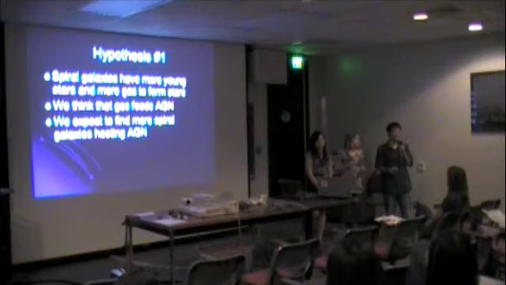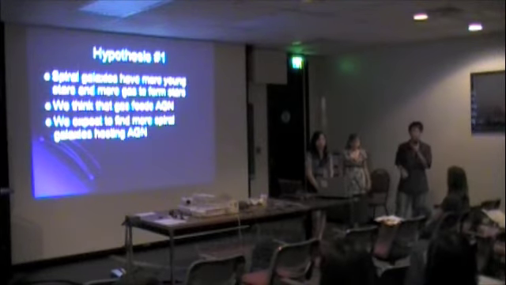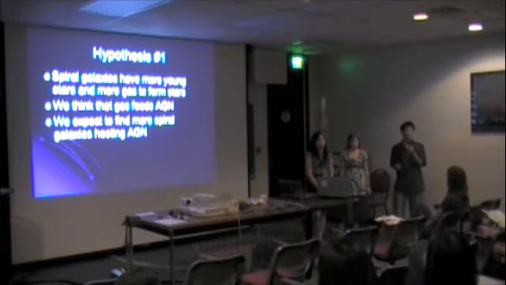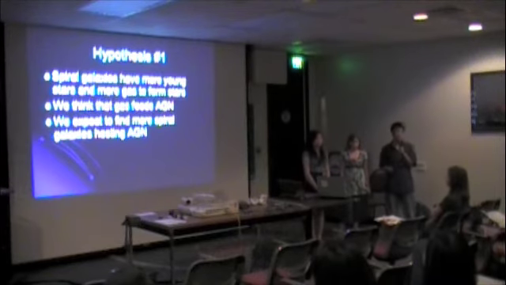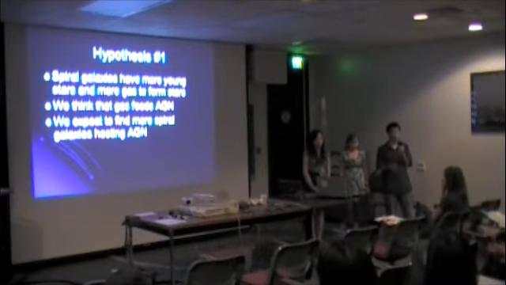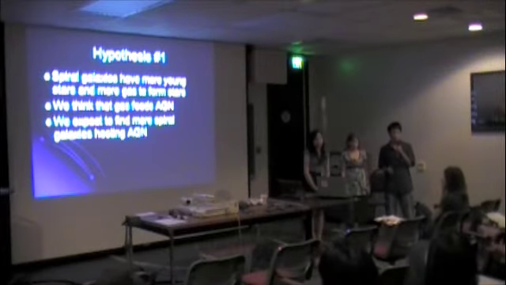Okay, so we came up with many hypotheses. Our first hypothesis is that since we know spiral galaxies are younger and contain more gas than elliptical ones, we assume that they would have AGN black holes, because with all this gas, they would feed these AGN. And that's why we expect the spiral galaxies to have these AGN.